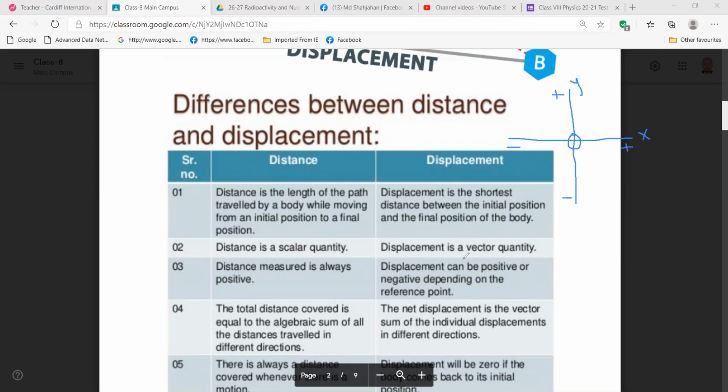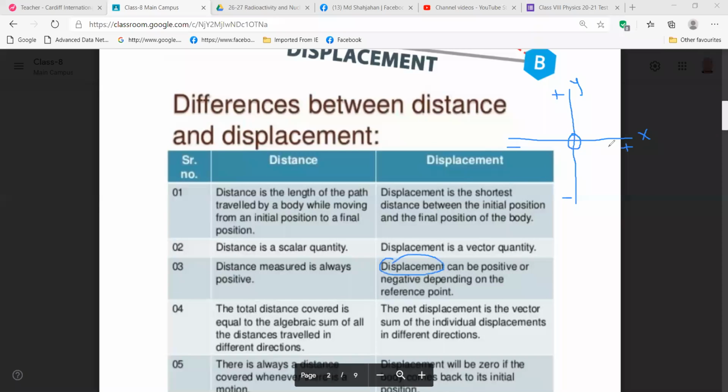The same idea we'll use for vector quantities. Here we are talking about displacement. Displacement can be positive or negative from the reference point. Reference point means from the middle or origin, right? So from the starting position. So if the object is going right side, then we are saying it is positive, right?